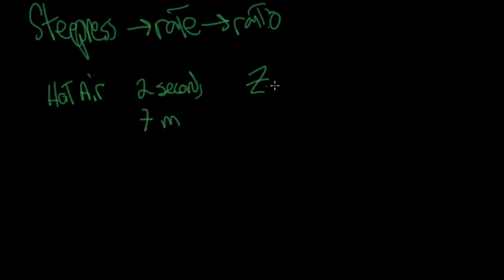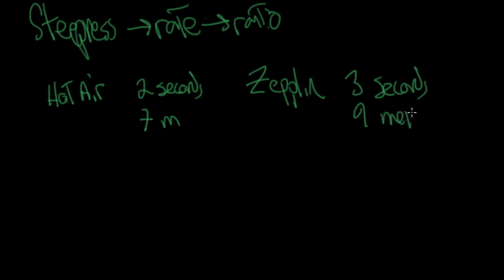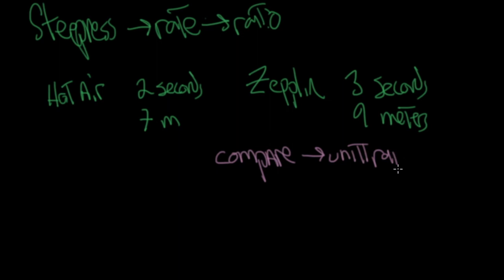But for the Zeppelin, every 3 seconds, it went up 9 meters. Now, if I want to compare things, I could go and graph it and just take a look at which one was steeper. But we can also change things into, you guessed it, the unit rate. So we look at the unit rate. And if we want to look at the unit rate, let's just go and convert this into unit rates.